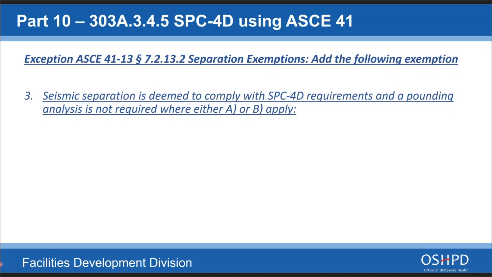So we said, is there a subset of buildings that we can say meets the California Administrative Code, does not meet the requirements in AAC 41-13, but for those buildings, we do not need to do a pounding evaluation? So we said seismic separation is deemed to comply with SPC 4D requirements, and a pounding analysis is not required when either A or B apply. Next slide.